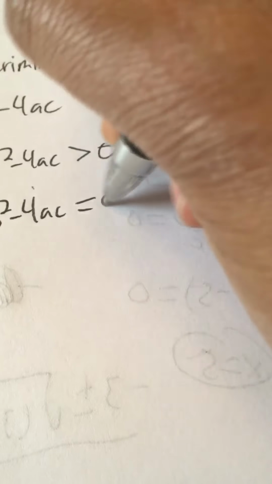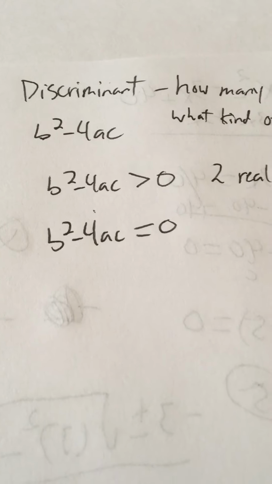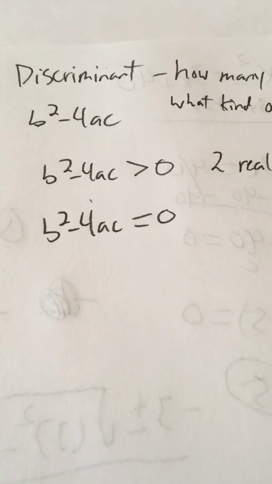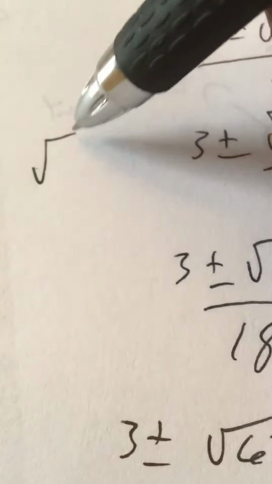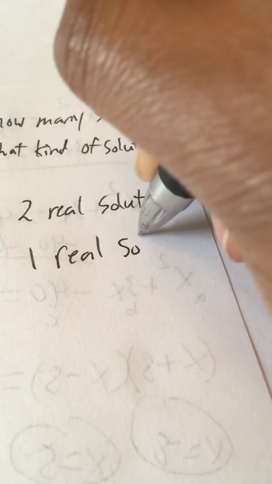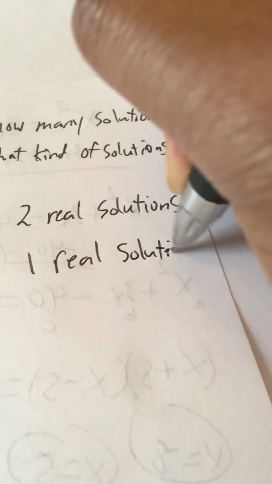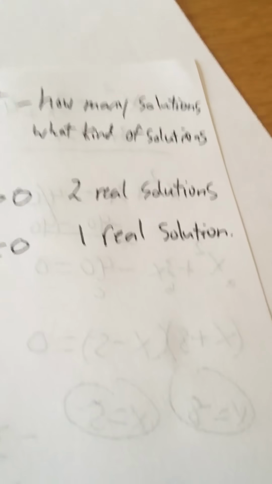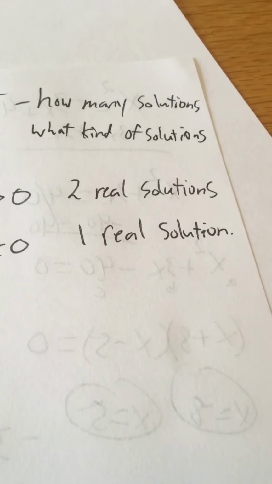If b squared minus 4ac, this part right here, equals 0 on the nose, if you're doing the quadratic formula and eventually you get your discriminant equals 0, underneath the radical you're always going to have 1 real solution.